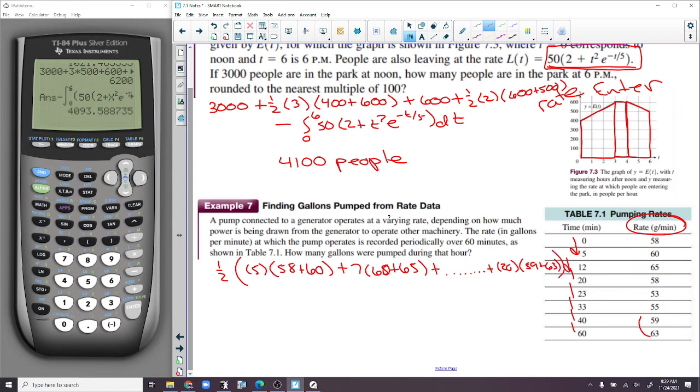And we would type all of that into our calculator. It'd take a while. This would be tedious. But I'm just going to give away the answer. I assume you know how to type that into your calculator. 3,550 gallons.